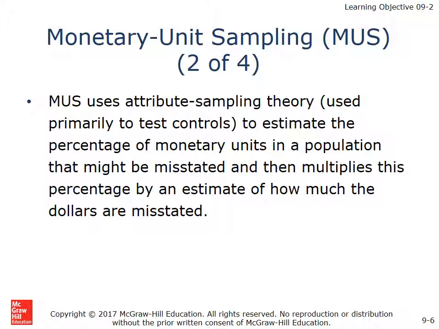Monetary unit sampling uses attribute sampling theory, like we did in the last chapter, to estimate what percentage of monetary units in the population might be misstated, and then multiplies that percentage by an estimate of how much the dollars are misstated.